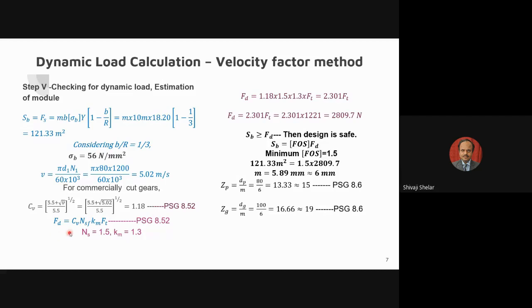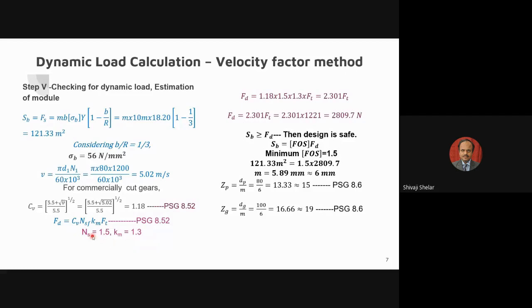Then we have this formula for bevel gear. The dynamic load is equal to CV times MSF, the service factor, times Km, the factor for the bearing arrangement of the shaft, times the tangential load. This is from page 8.52, the same page we visited yesterday. For this we are considering NS equal to 1.5 and Km equal to 1.6. I am considering both the shafts as overhanging bevel, so they are supported on one side of the gear but not supported on the other side. Saddle is not mounted there.